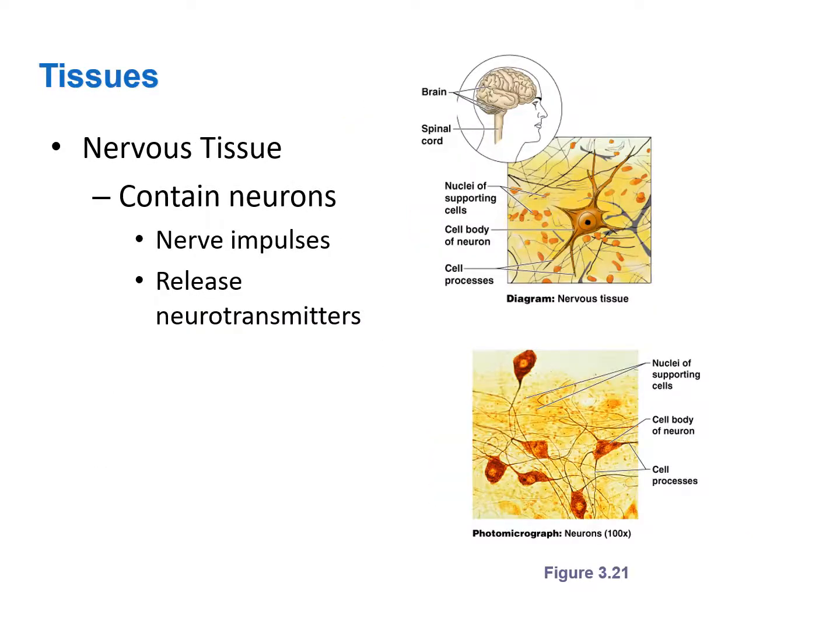We also have nervous tissue, and nervous tissue conducts nerve impulses, and they also release neurotransmitters. And by doing so, it then allows for the brain to communicate to different parts of the body very rapidly.